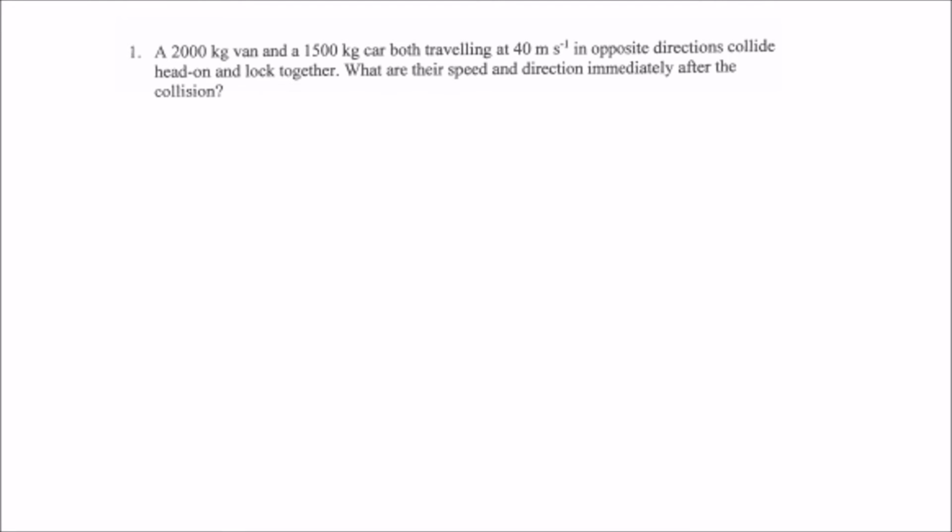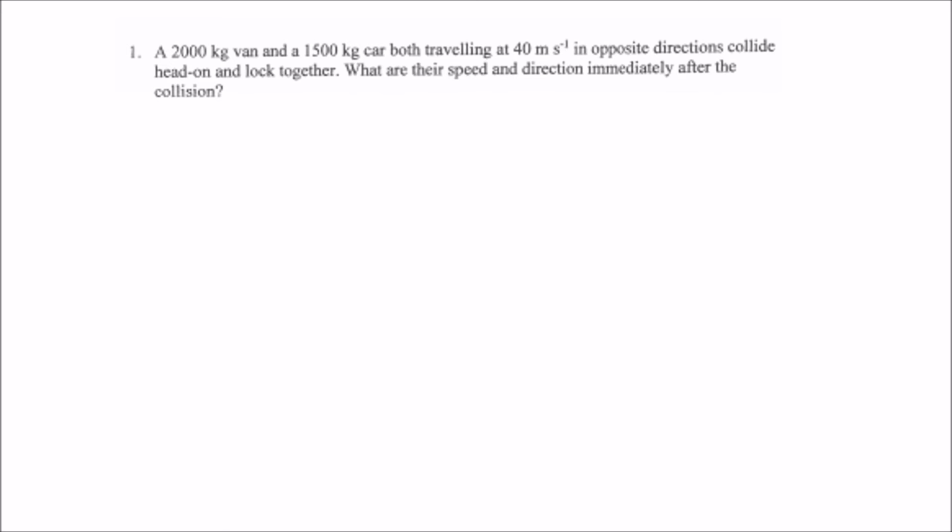So I'd like you please to have a crack at this question. Okay, this time I have a 2,000 kilogram van and a 1,500 kilogram car, both traveling at 40 but in opposite directions, right? So let's have the van going left to right that way, and let's have the car going right to left that way. And of course, because velocity is a vector, they'll have opposing polarity of velocity. So let's call the van positive and let's call the car negative, okay? Work out the total momentum before the collision.